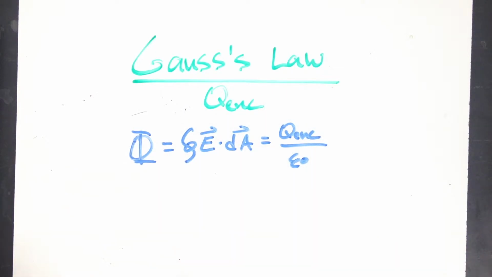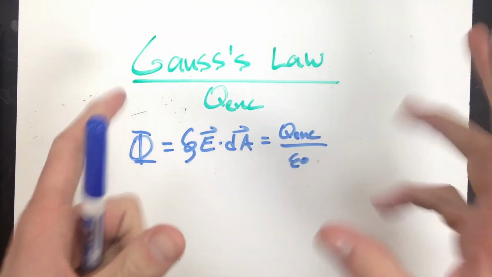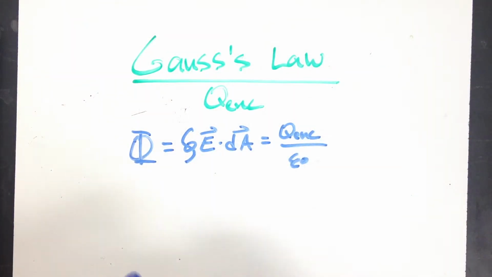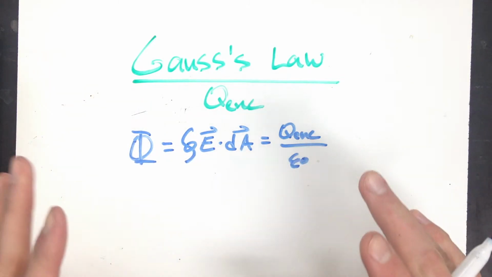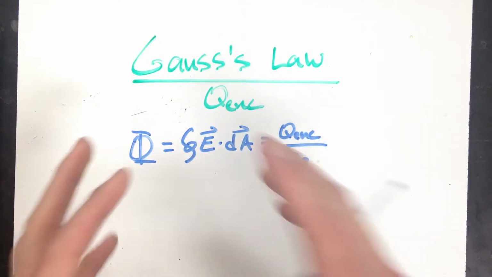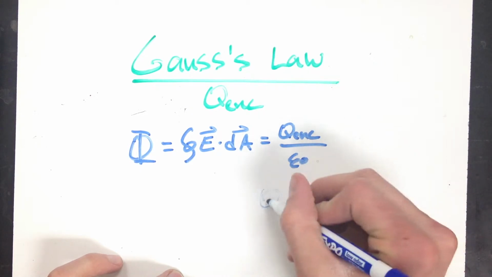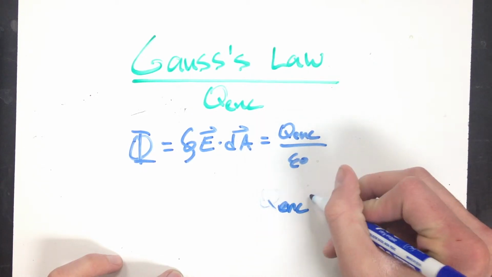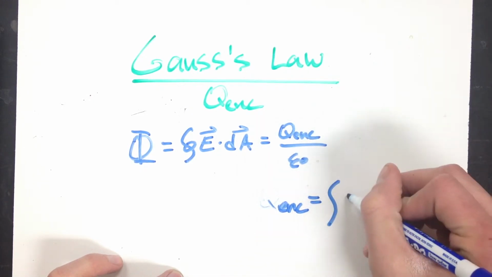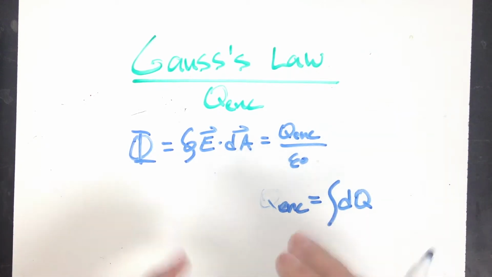Now this is all well and good as long as we have uniform charge distribution throughout our Gaussian surface. But what if we don't? What if we have something where the charge distribution is changing depending on where you are? Well, what I'm going to do is say Q enclosed is actually the integral of dq, how that charge is changing with respect to time.